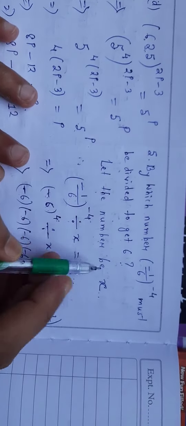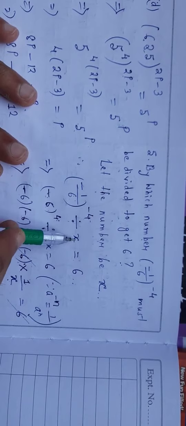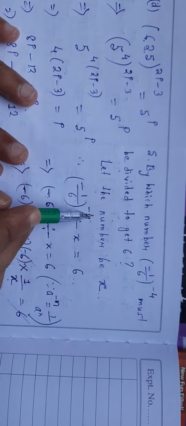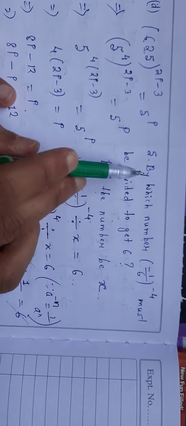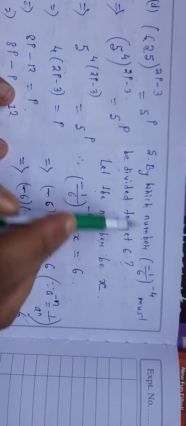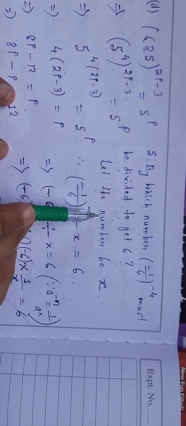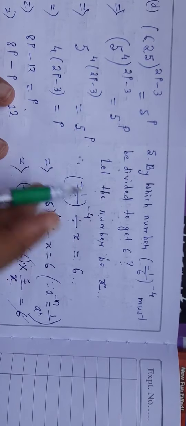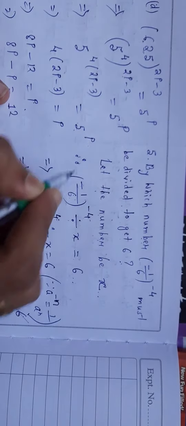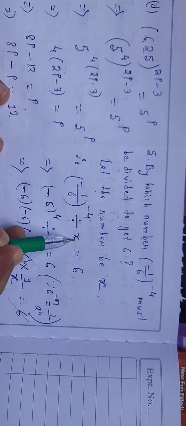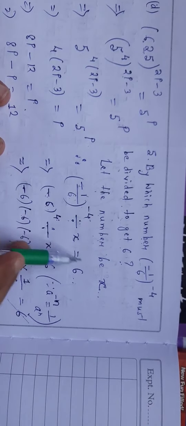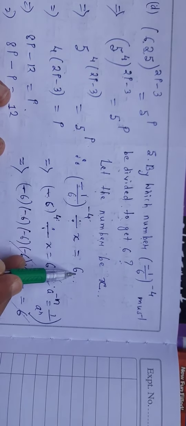Now you have to remember, if you write it the other way, that is x divided by minus 1 by 6 to the power 4, the logic of the question would become wrong. Therefore, by which number must minus 1 by 6 be divided? So we have taken, let that number be x. Therefore, minus 1 by 6 to the power minus 4 divided by x. So this number is divided by x to get the result. So it is equal to 6.